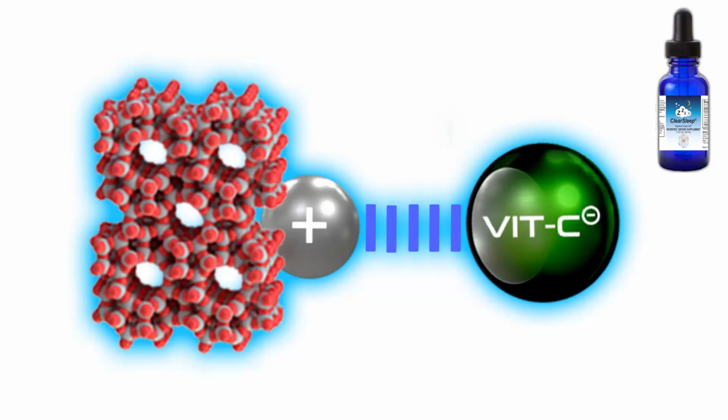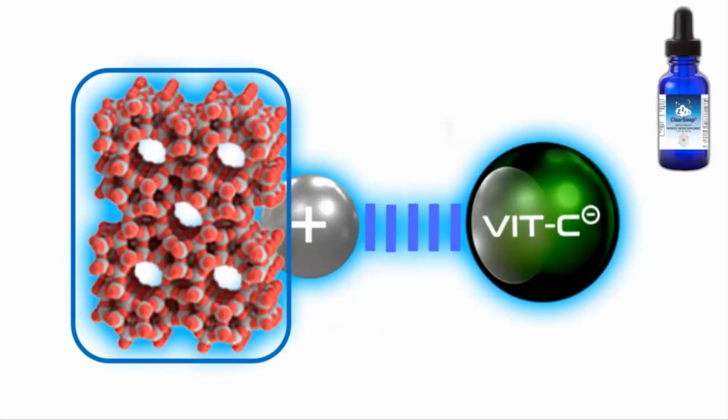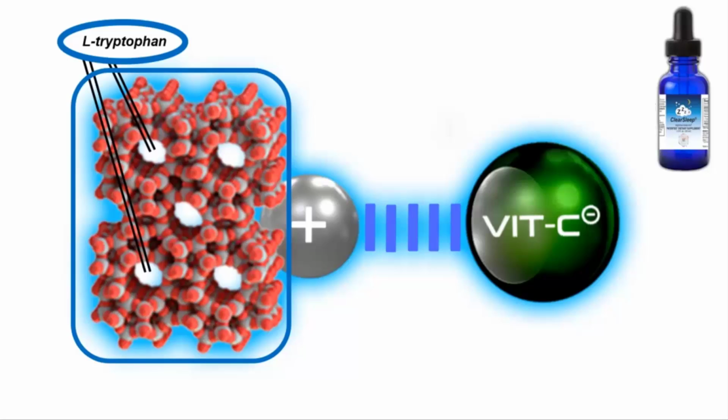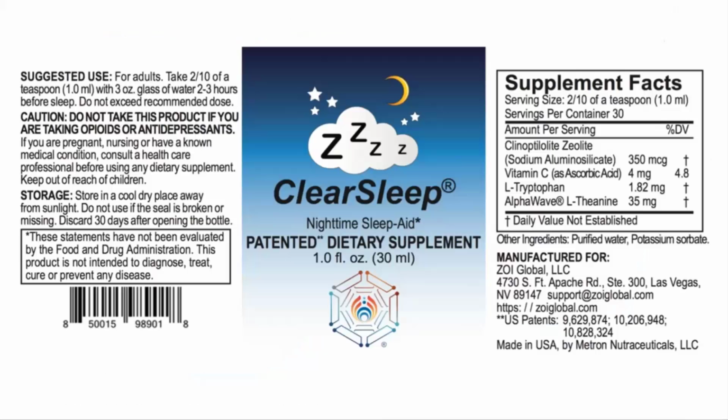Just like ZOI ClearDrops, it makes sense that the zeolite in ZOI ClearSleep has zeolite cages as well. Again, remember, the zeolite must be clean because heavy metals are naturally part of the zeolite structure. That's why I just showed you our cleaning results. After cleaning, the ZOI zeolite cages in the ClearSleep are loaded with L-tryptophan and L-theanine. Now that they are loaded with L-tryptophan and L-theanine, the zeolite in ZOI ClearSleep is directed to the endothelial cells' vitamin C receptors so that we can help people with nighttime sleep. Here is the label of the ZOI ClearSleep product. And again, operating in a CGMP lab, you can be assured that our ZOI ClearSleep label is 100% accurate.